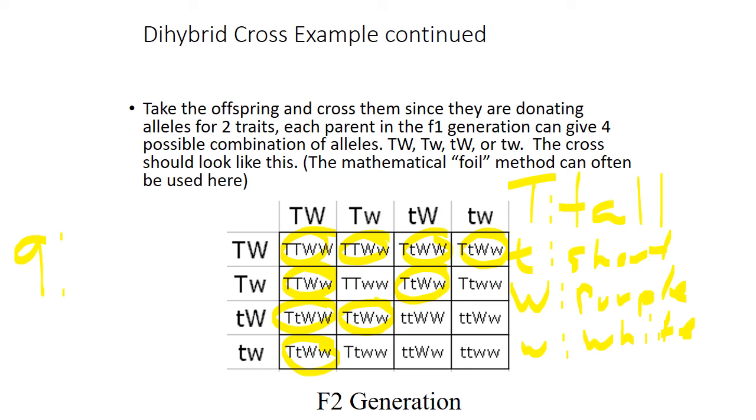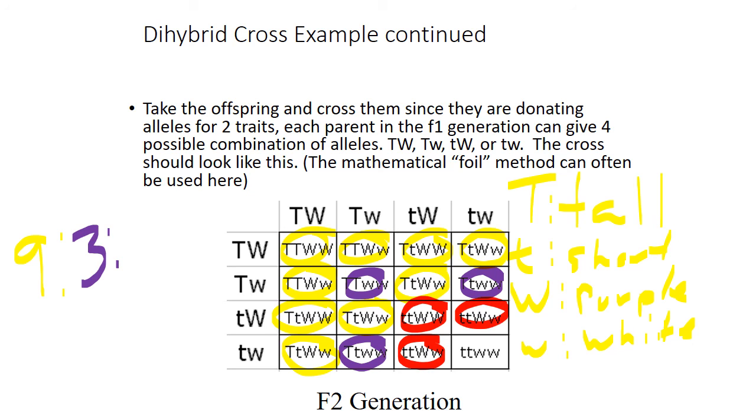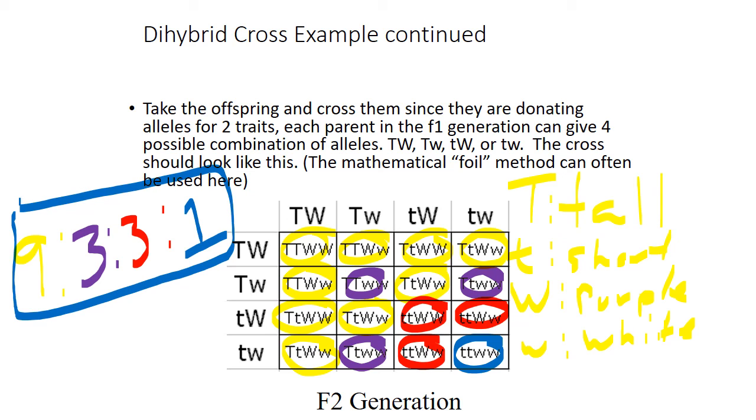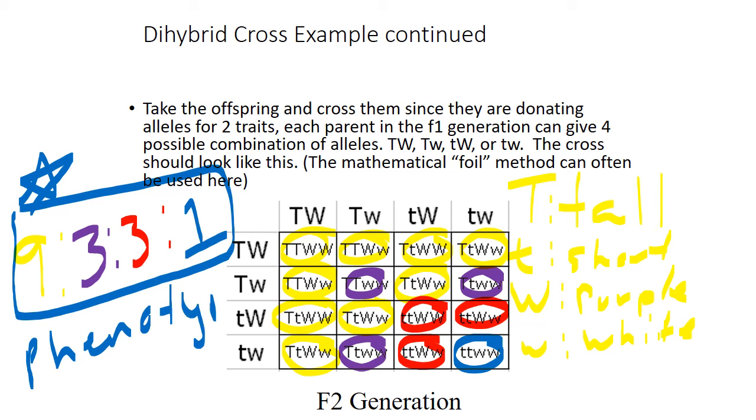Now we're going to look at those that are tall but are white. And we have 1, 2, 3. And those are tall and white. Now let's look at the short and purple. We have 1, 2, 3. That's 3, that's short and purple. And last but not least, we're going to look at the last one, which is 1 by itself, and that is short and white. And so this is our 9 to 3 to 3 to 1. Star it, memorize it. This is going to help you so much with the phenotype. This is our phenotypic ratio.